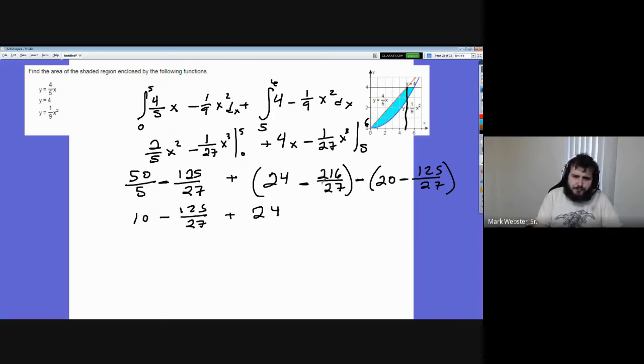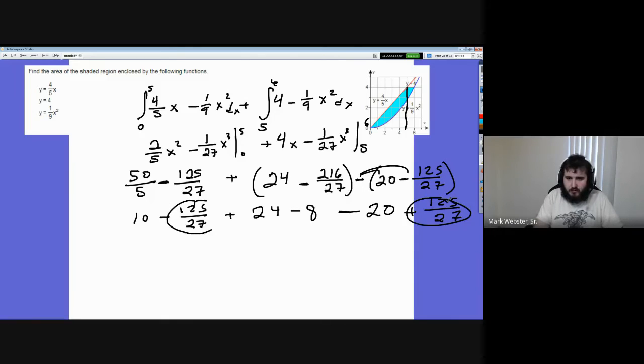Yeah, that's right. So 216 minus 27 is 8. And then we're going to have to distribute this minus sign to both of these: minus 20 plus 125 over 27. And look at what happens here. This one is a minus, this one's a plus, so these actually cancel out. That's nice. 10, 24. So that's 34 minus 8 minus 20. That's 6.